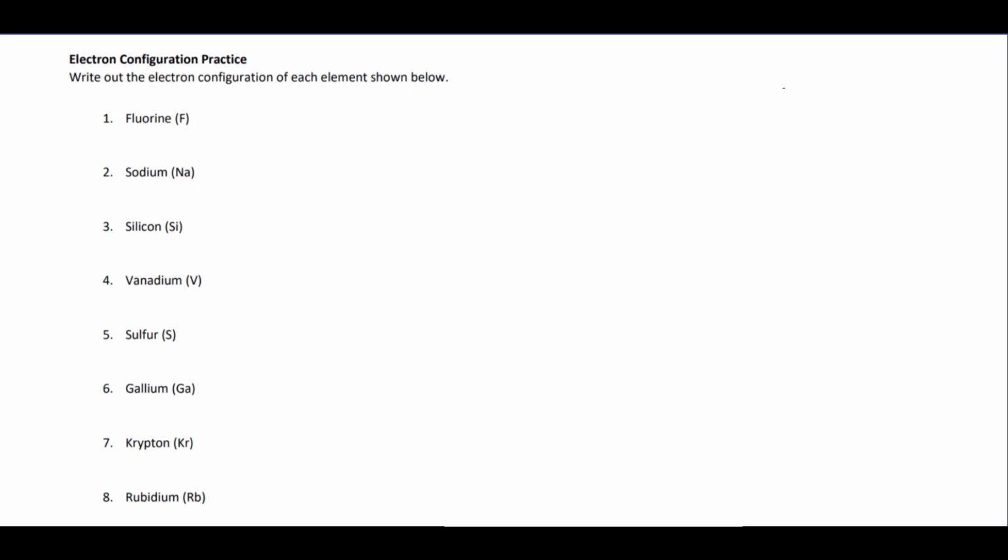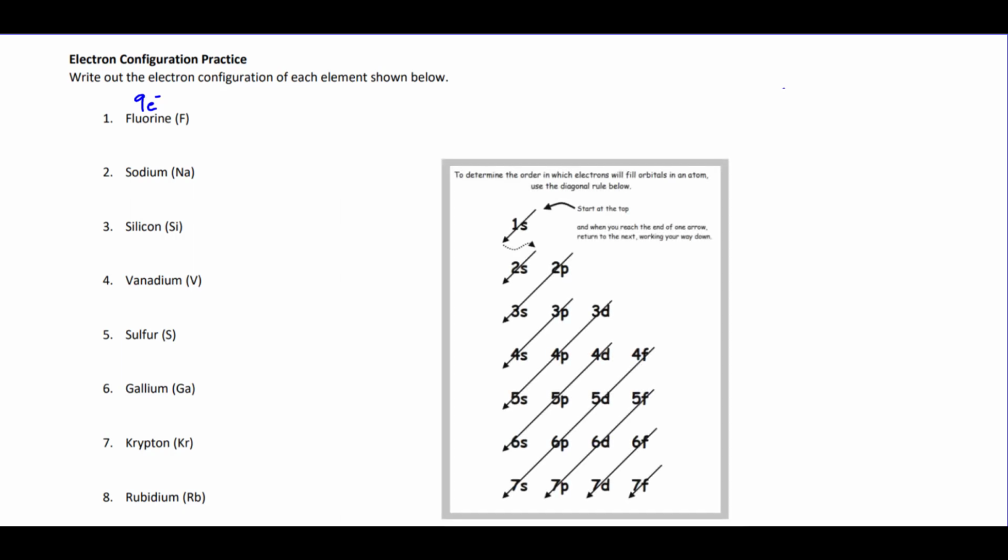So for fluorine, I could go to the periodic table real quick and find that that's 9 valence electrons, but I'm not going to show you that part. You know how to do that pretty well. And so if I've got those 9 electrons, we're going to start on the diagonal rule. We start with the lowest energy level first, and that's 1s. And so we'll put those first 2 electrons into that 1s sublevel because it can only hold the 2 electrons.